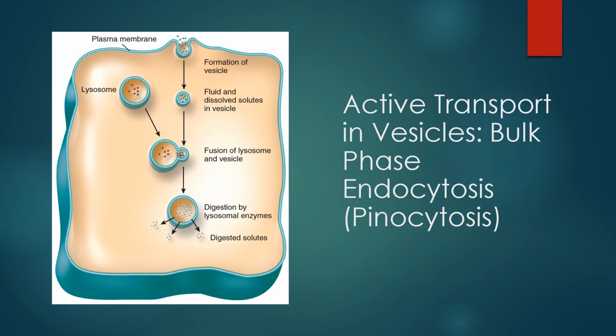Lastly, we have bulk phase endocytosis, also known as pinocytosis. So this is the form of endocytosis in which tiny droplets of extracellular fluid are going to be taken up by the cell. So we can see these little tiny droplets here taken up by the cell, and a vesicle is formed around them from that plasma membrane. There's going to be no receptor proteins involved in this process, and all solutes that are dissolved within this extracellular fluid are going to be brought into the cell. So it's kind of like a cell drinking process because we're taking in those fluid droplets.